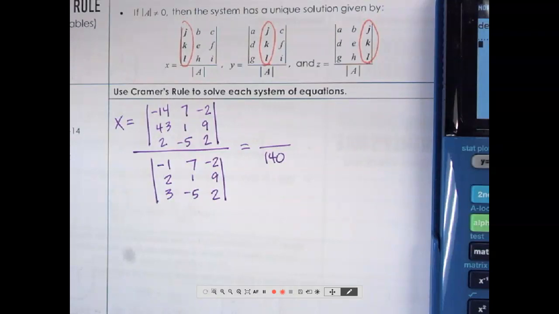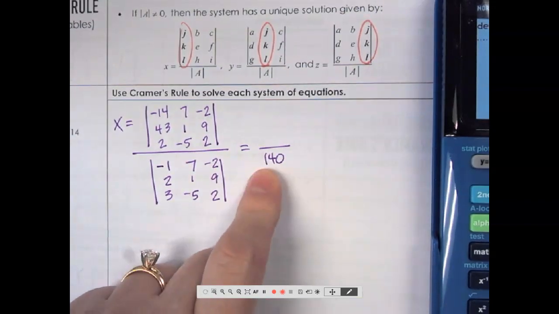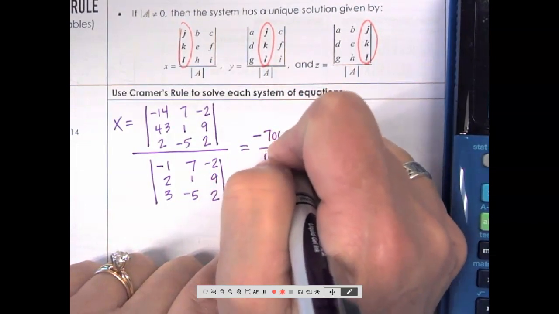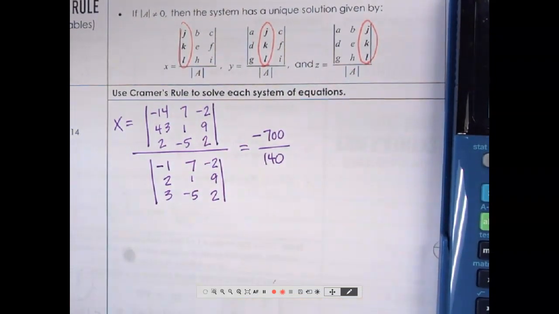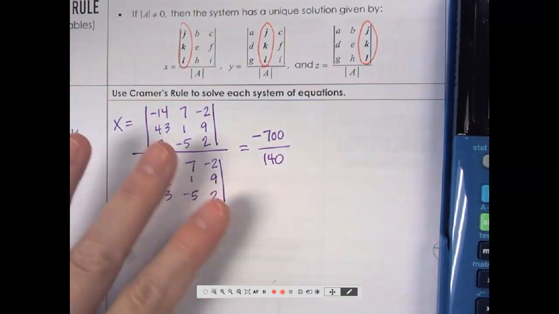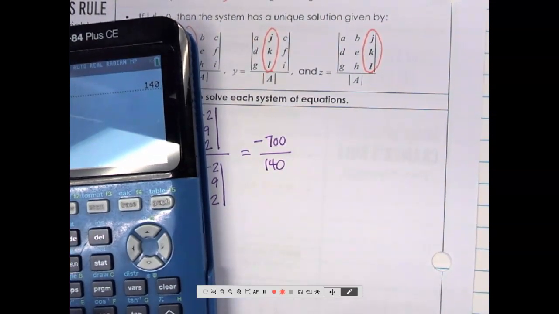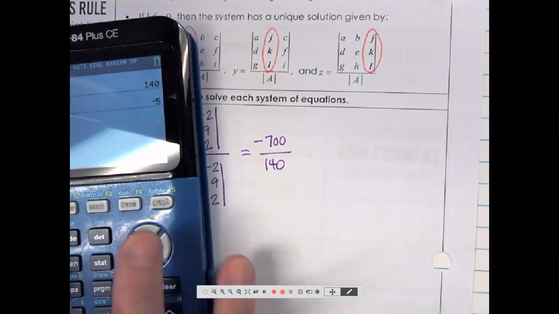Okay, what did the numerator people get? What did you guys get up here? Does everybody agree with that? Okay, we guys over here and one lady got 140, yes? Okay, so let's do negative 700 divided by 140 is negative 5.